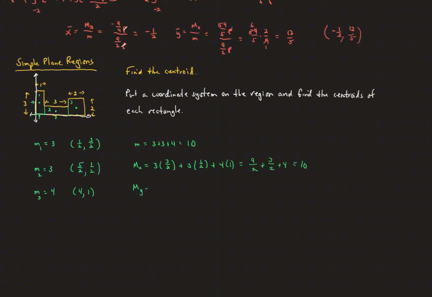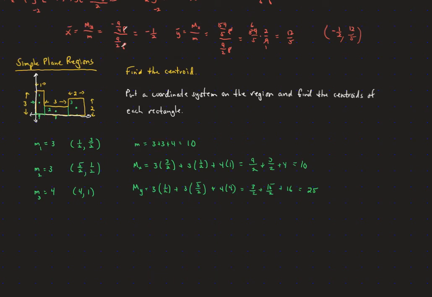And our moment about the y-axis is going to be the masses times their x-coordinates. So that's going to be a 1/2 for the first one, a 5/2 for the second one, and a 4 for the third one. So that's going to be 3/2 plus 15/2 plus 16. And so that's going to be 18/2, which is 9. 9 plus 16 is 25. So, did I do that right? 1/2 times 3.